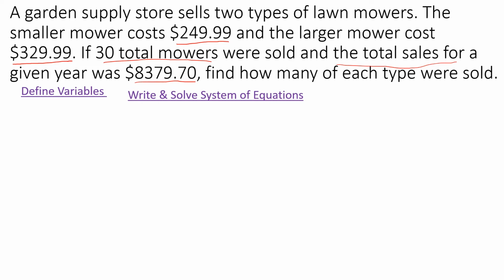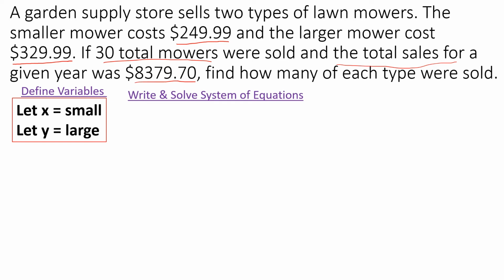Alright, so we're not given a specific number of how many mowers were sold for each one. We have to find that. So we first want to define a variable. So let x equal small mowers and let y equal the large mowers. So we want to write a system of equations.